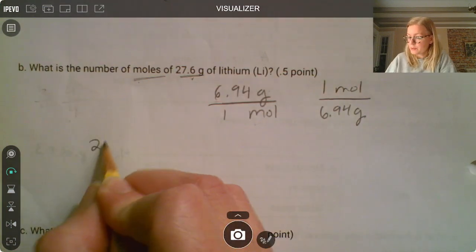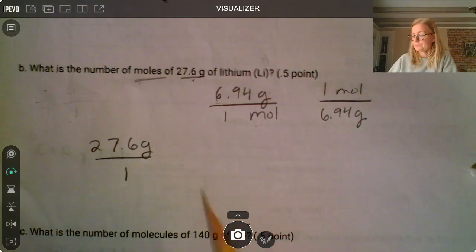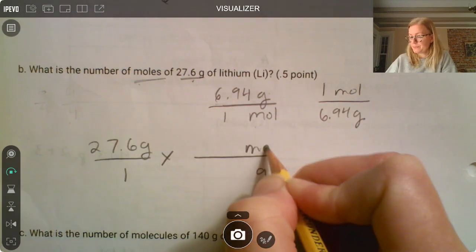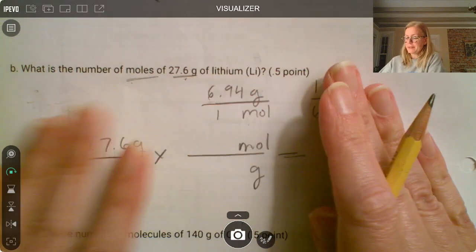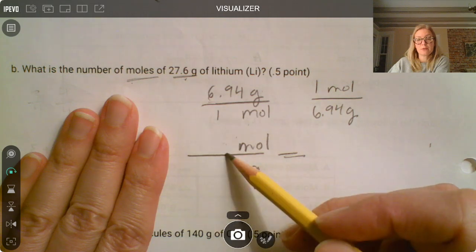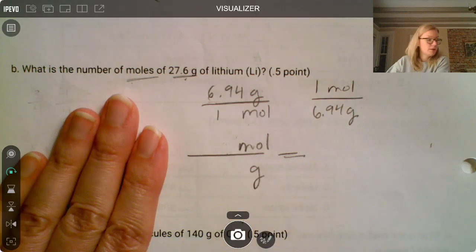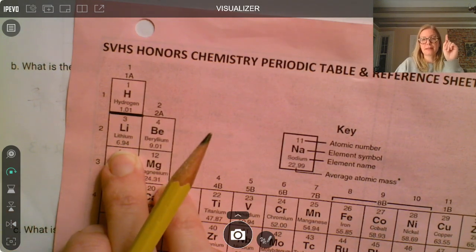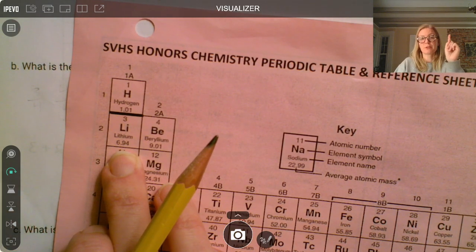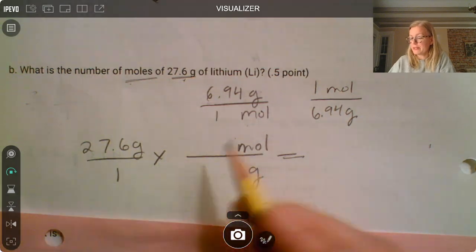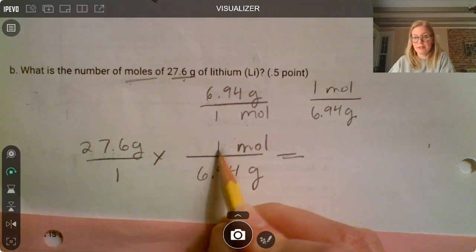So just put the 27.6 grams over 1, put your times sign in your line, throw grams under the bus, and we want to end with moles, okay? And again, forget about this number. We need the top and bottom to be equivalent. We know that the relationship between grams and moles is the molar mass on the periodic table. So look at lithium on the periodic table. Its molar mass is 6.94. So you've got to stop and think. Molar mass is the grams per mole. So 6.94 grams per 1 mole. Okay. So the 6.94 goes where the grams is, and the 1 goes where the moles is.